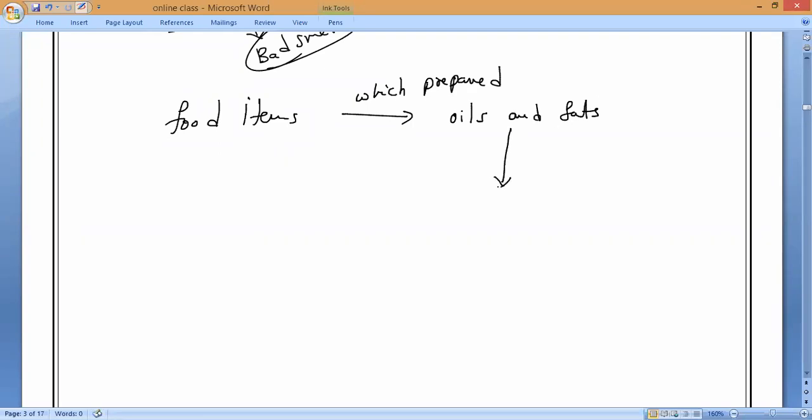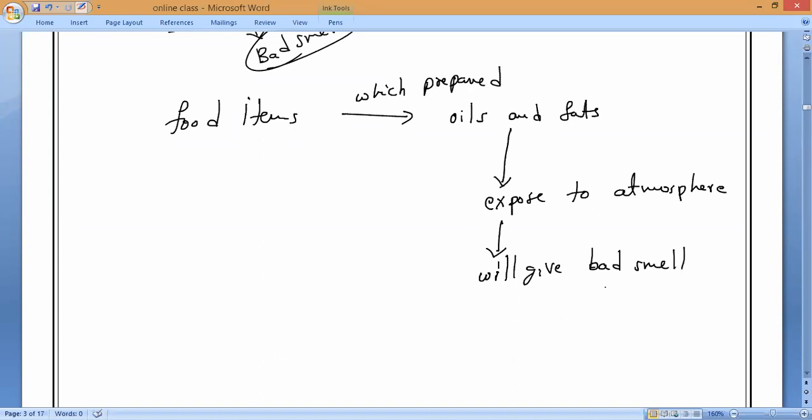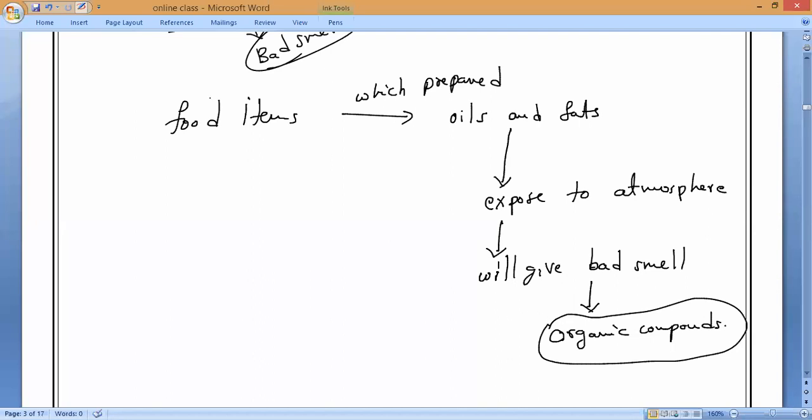So when these food items are exposed to the atmosphere, meaning without protection, what is happening? They will start giving a bad smell. You understand, everybody? Which actually indicates that some compounds are developing on the surface. Those compounds we call organic compounds. So the formation of some organic compounds is called rancidity.